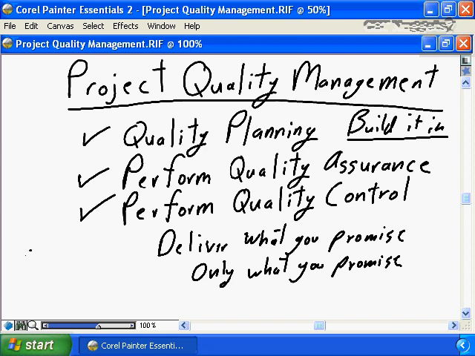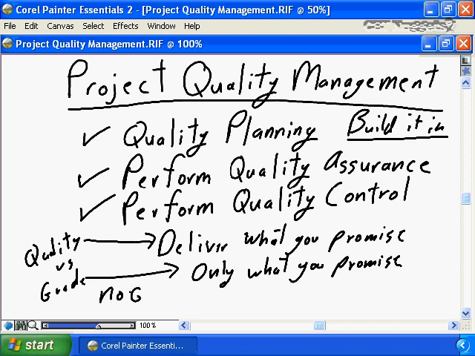So again, it goes back to quality versus grade. Quality is delivering what you promise. Grade is delivering only what you promise with no gold plating.